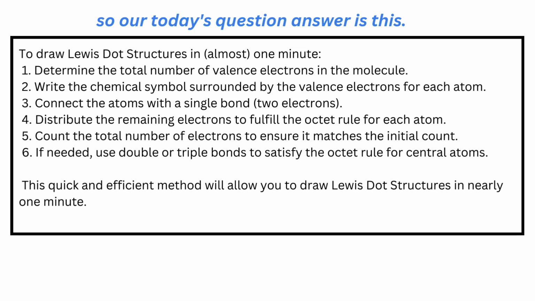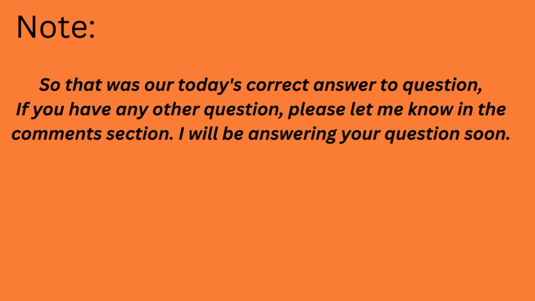4. Distribute the remaining electrons to fulfill the octet rule for each atom. 5. Count the total number of electrons to ensure it matches the ideal count. 6. If needed, use double or triple bonds to satisfy the octet rule for central atoms. This quick and efficient method will allow you to draw Lewis dot structures in nearly 1 minute. So that was our today's correct answer to the question.